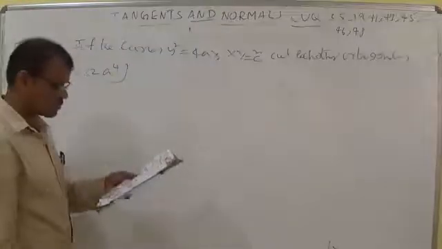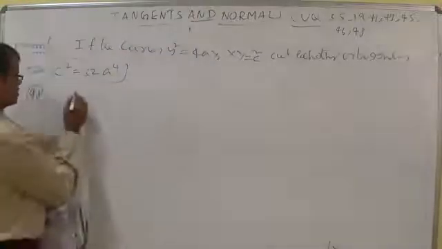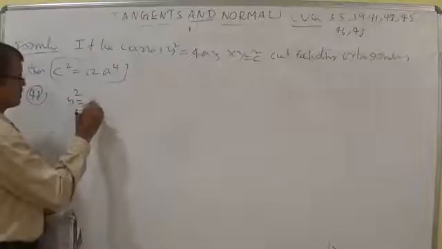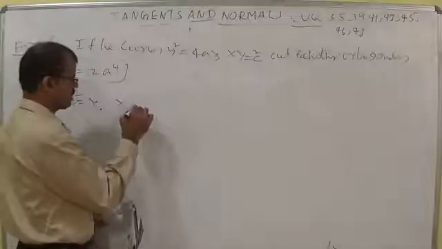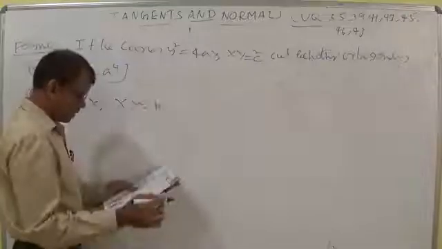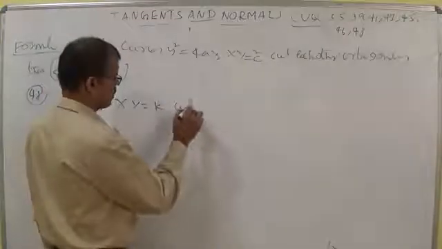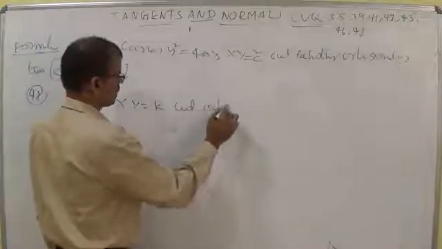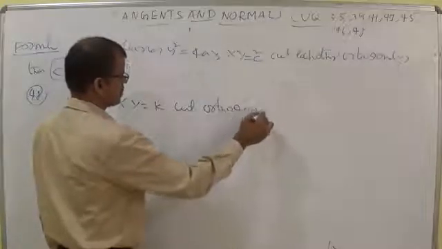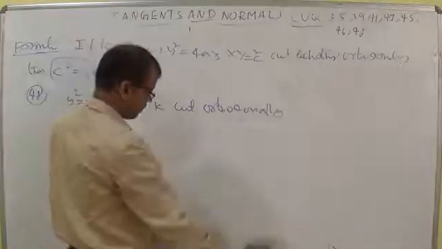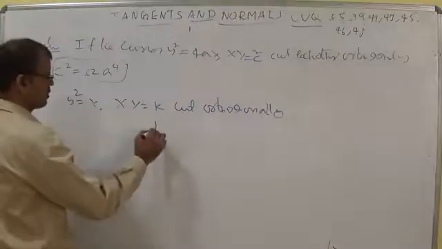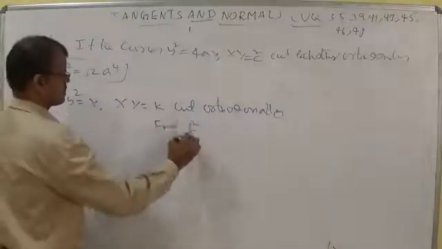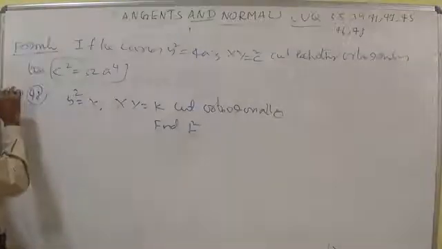Question. If the curves y square is equal to x and xy equal to k cut each other orthogonally. Whenever the two curves cut each other orthogonally, you should calculate the value of k square. Find k square. This is an important MSET bit.